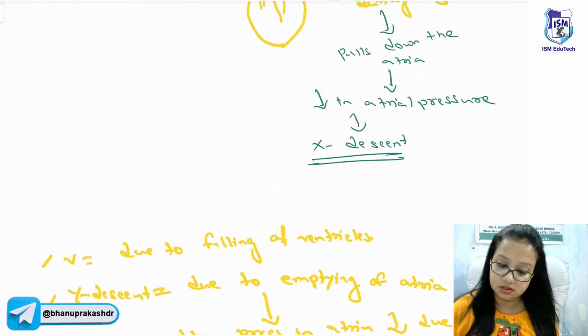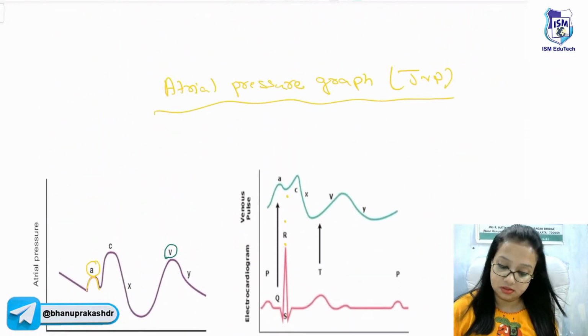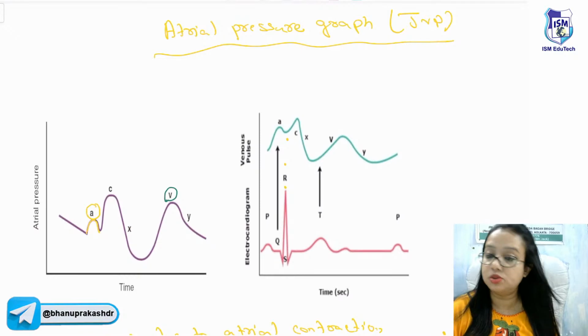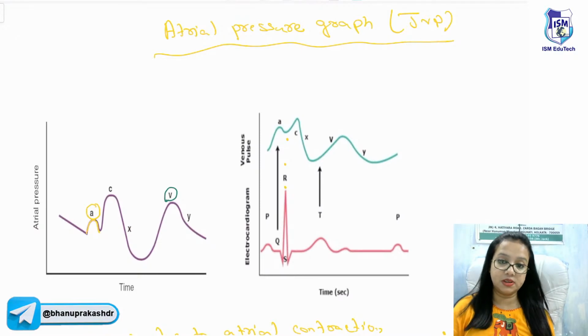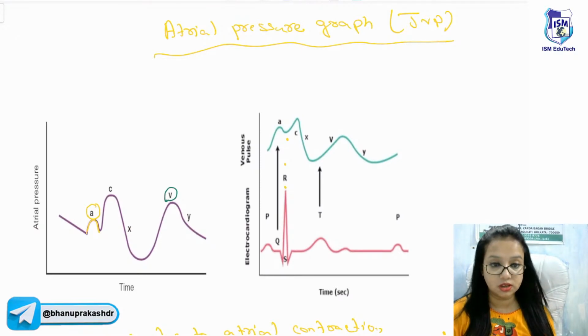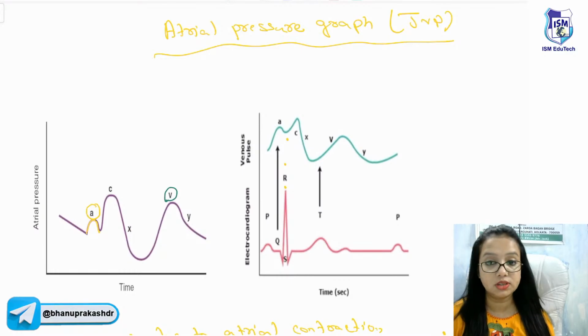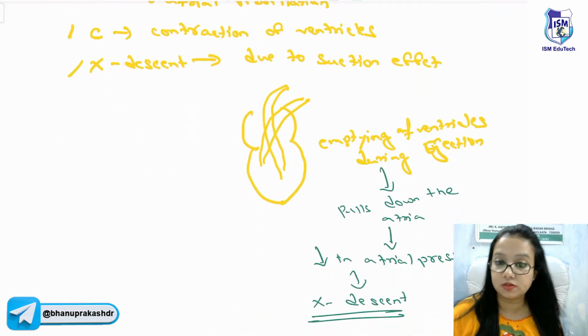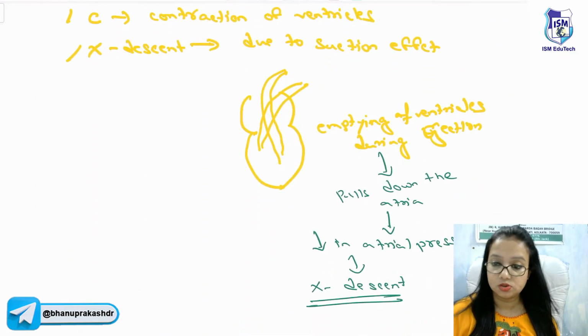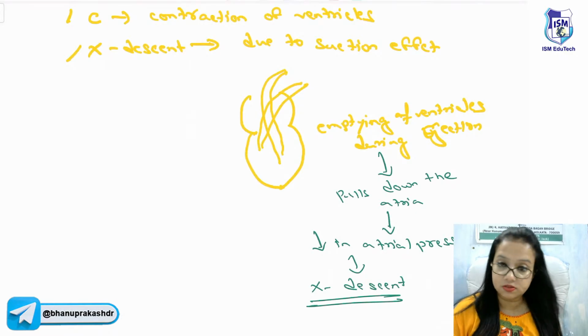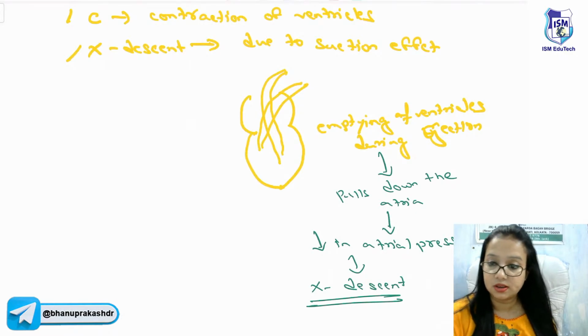Okay, so this is our understanding of the jugular vein pressure that depicts the atrial pressure. Okay, so next day we will get oriented to cardiac output and arterial blood pressure, another essential topic of the cardiovascular system.